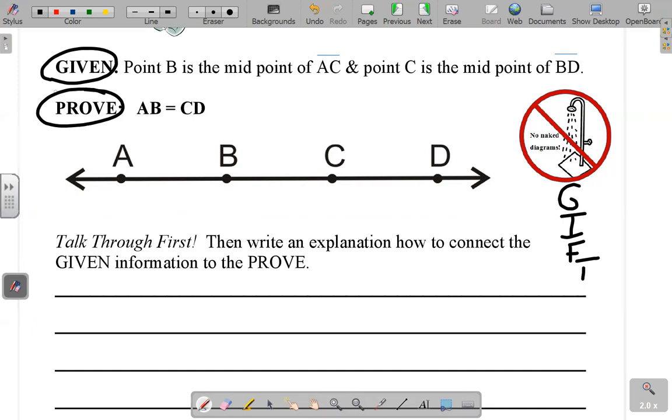All right, nice job, Tan, reading out loud. The rest of you that did not. Okay, ready? Here we go.